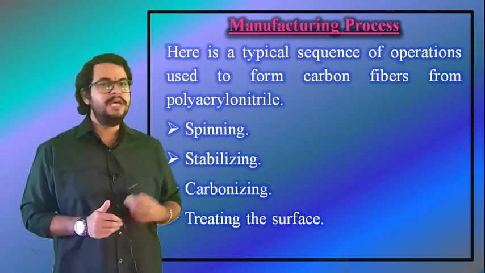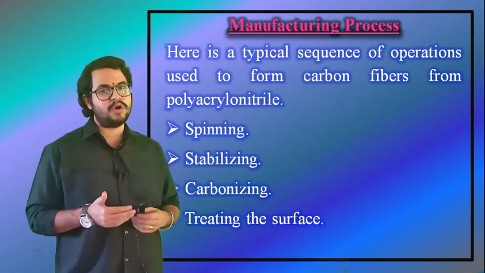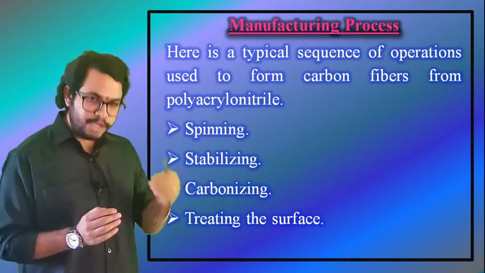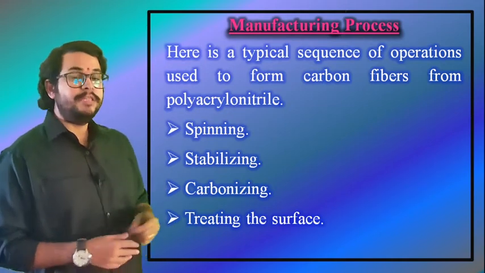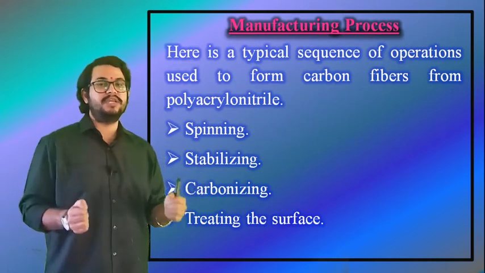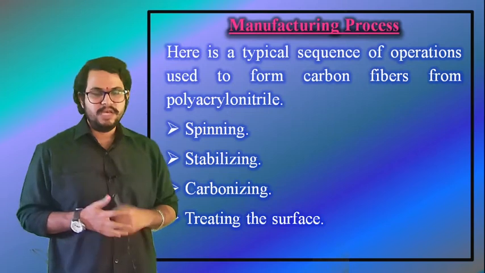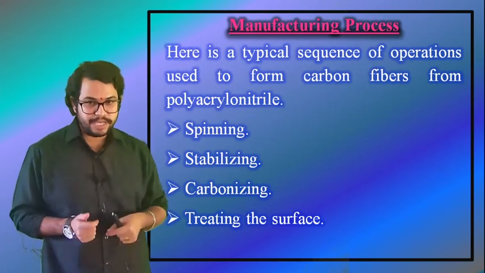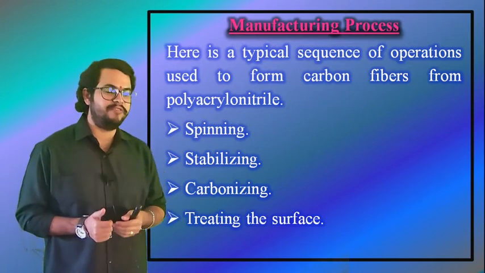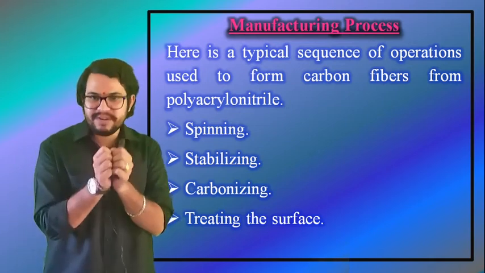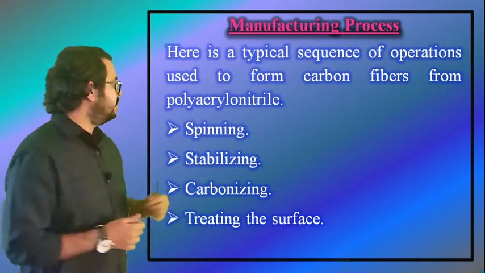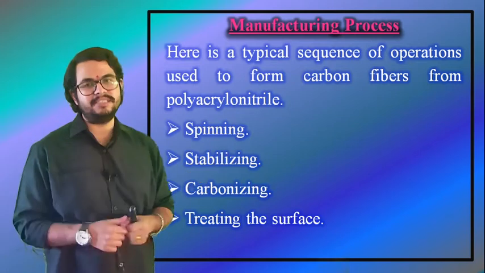leaving a solid fiber. The spinning step is important because the internal atomic structure of the fiber is formed during this process. The fibers are then washed and stretched to the desired fiber diameter. The stretching helps align the molecules within the fiber and provides the basis for the formation of the tightly bonded carbon crystals after carbonization. And the next stage is stabilizing.